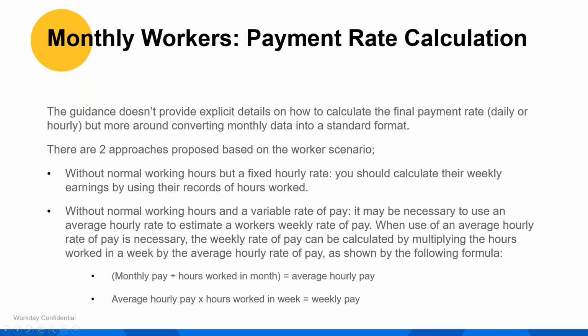Without normal working hours and a variable rate of pay is the second group. So it may be necessary to use an average hourly rate to estimate a worker's weekly rate. Then, when use of an average hourly rate of pay is necessary, the weekly rate of pay can be calculated by multiplying the hours worked in a week by the average hourly rate of pay. And there's a formula they provide about this, and I've got a visual to make that a little bit more digestible.